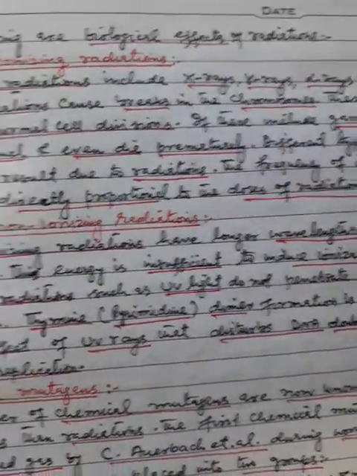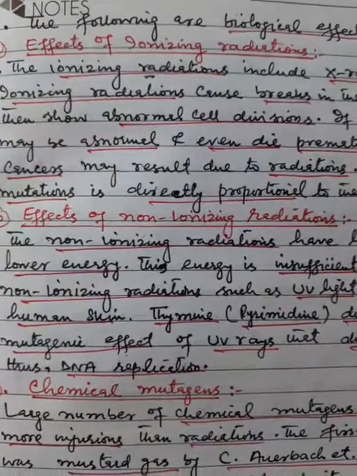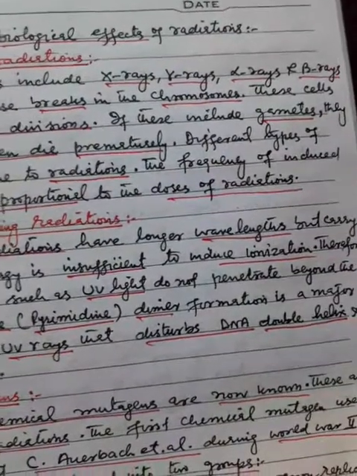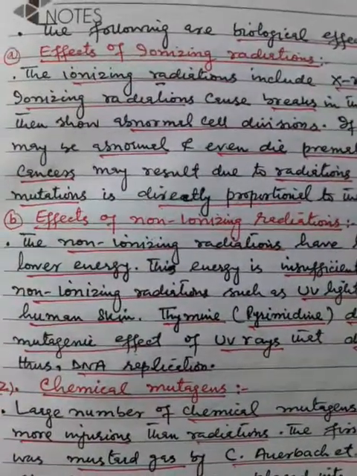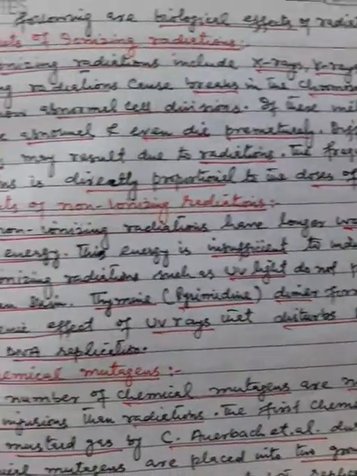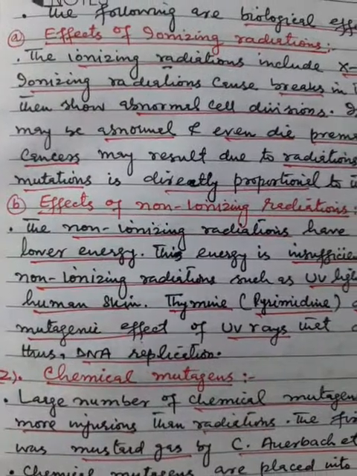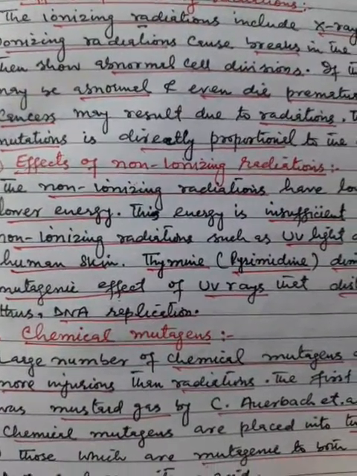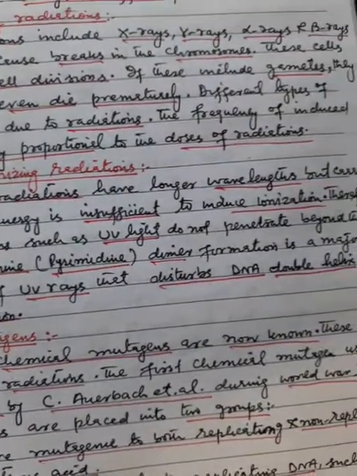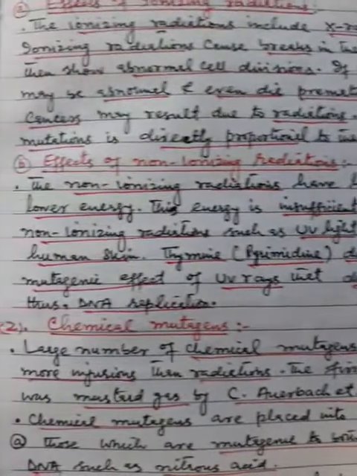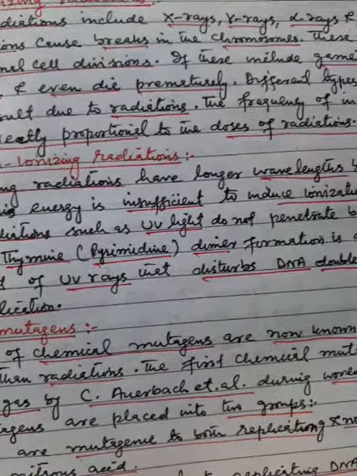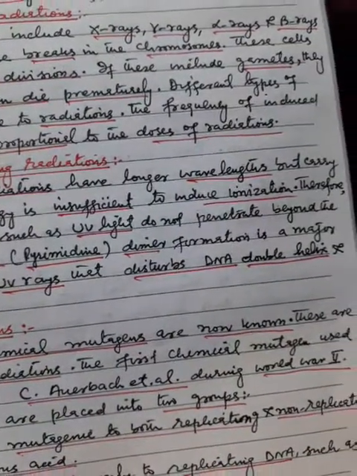Different types of cancers may result due to radiations. The frequency of induced mutations is directly proportional to the doses of radiations. Now, B, effects of non-ionizing radiations. The non-ionizing radiations have longer wavelengths but carry lower energy. This energy is insufficient to induce ionization.